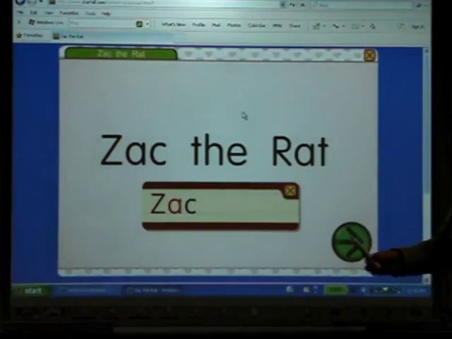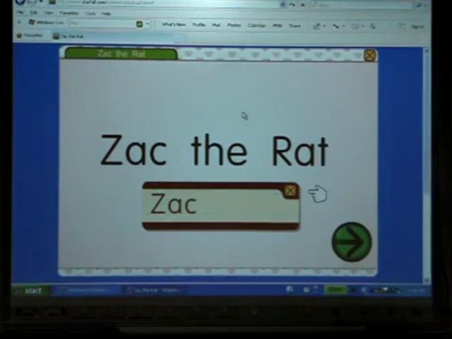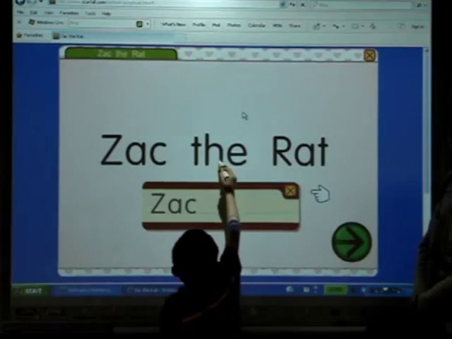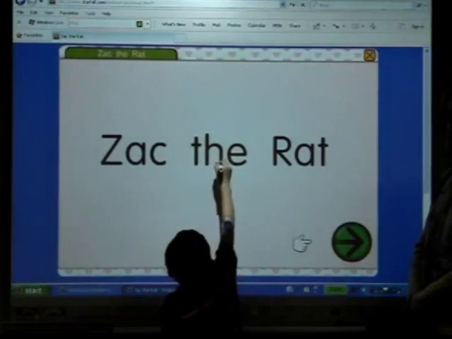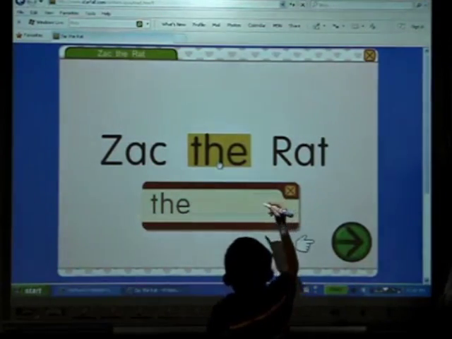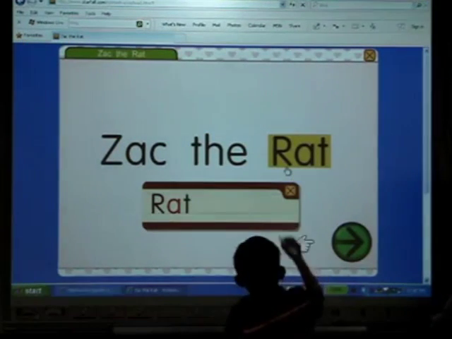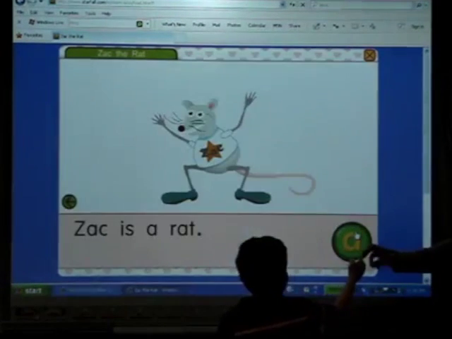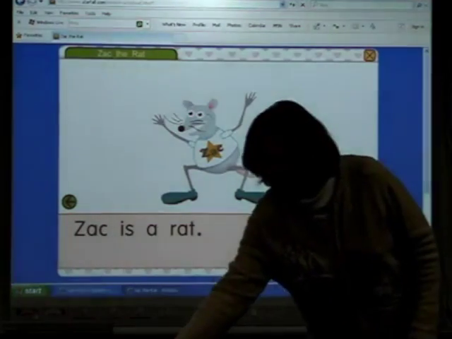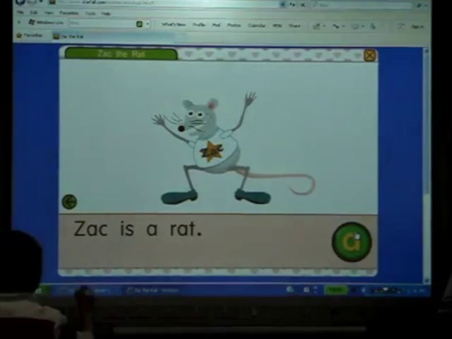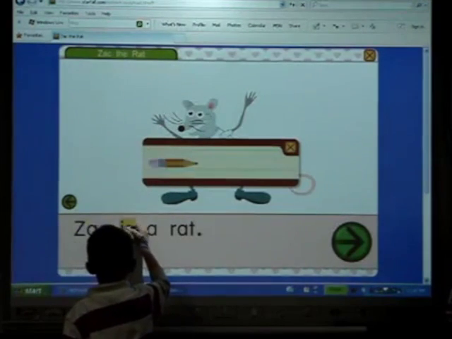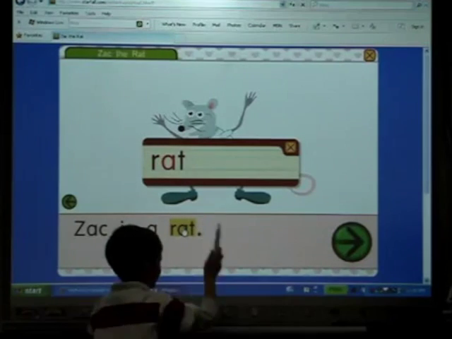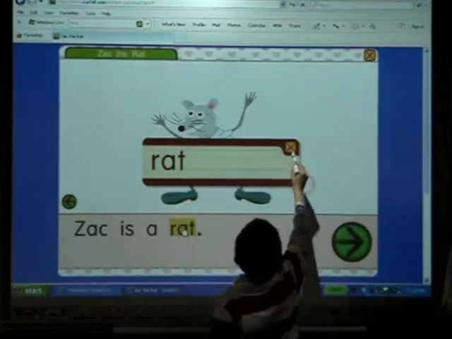Okay, who's going to read this for us? Carter. At. Rat. Okay, you click on the arrow, go to the next page. You guys ready for the next page? Yeah. Thank you. Let's see. Can you come do the next page for us? Can you read it for us? At. Let's get rid of the word and click on Zach and see what happens.